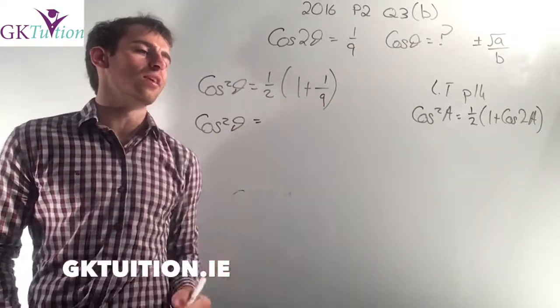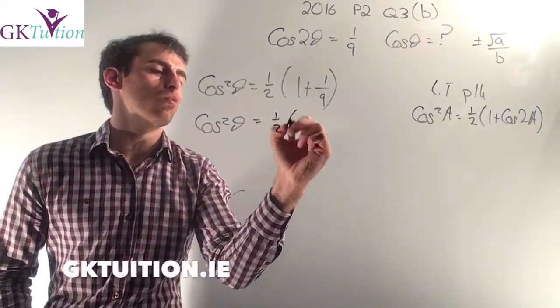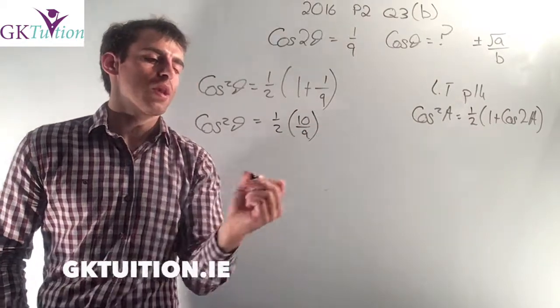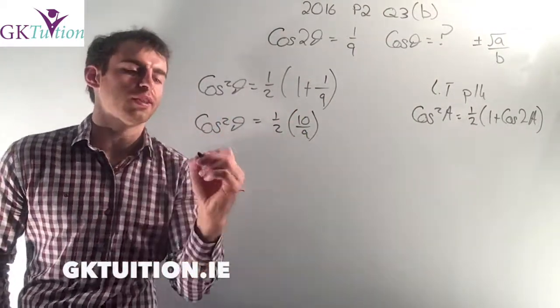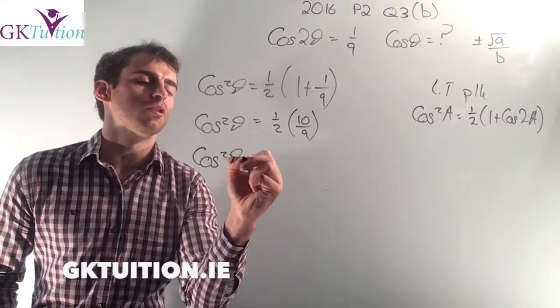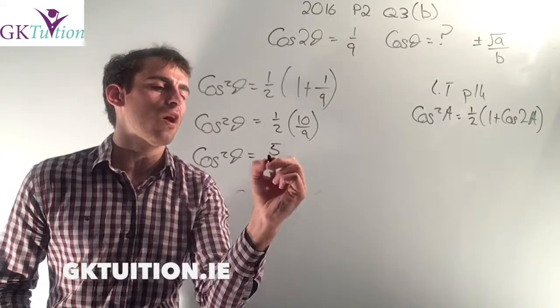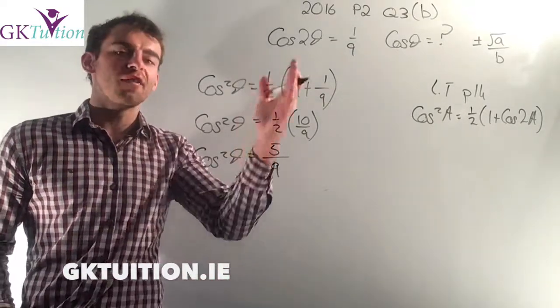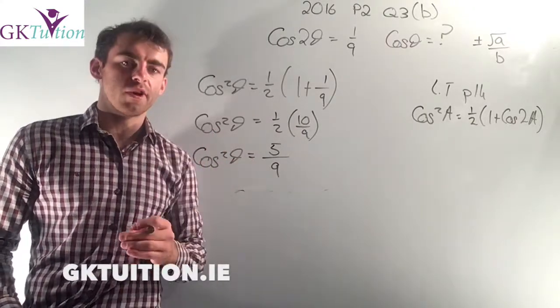So we'll leave the left hand side as it is. 1 plus 1/9, well that's 9/9 plus 1/9 is 10/9, and so it's 1/2 multiplied by 10/9 is equal to cos squared theta. If I continue to multiply this out, that becomes 10 over 18, which is the same as 5 over 9. So a half by 10 over 9 is 5 over 9. So cos squared theta is 5 over 9.